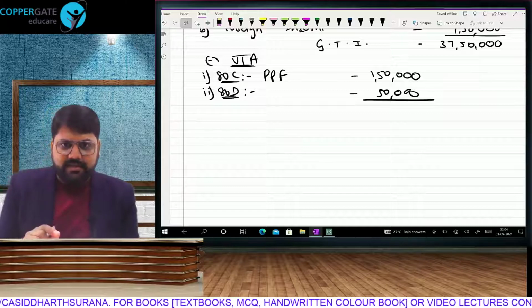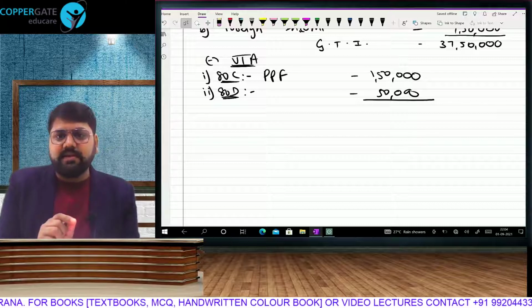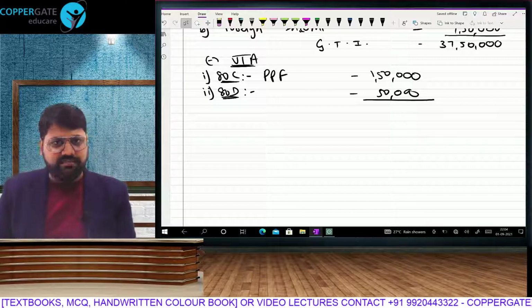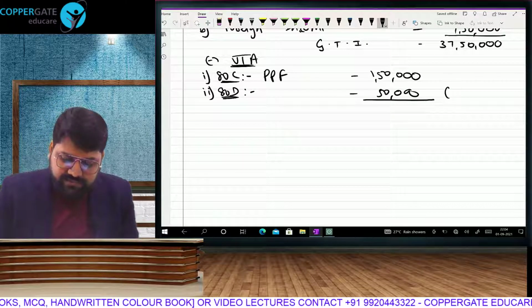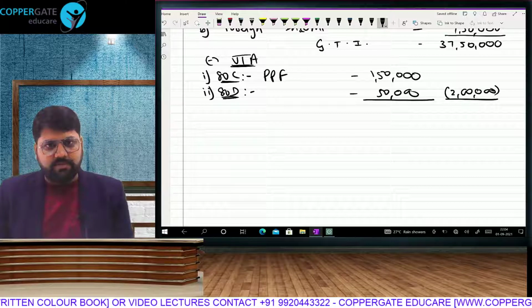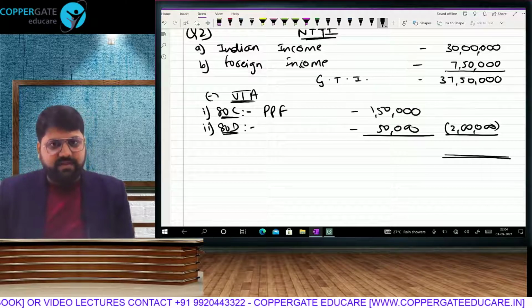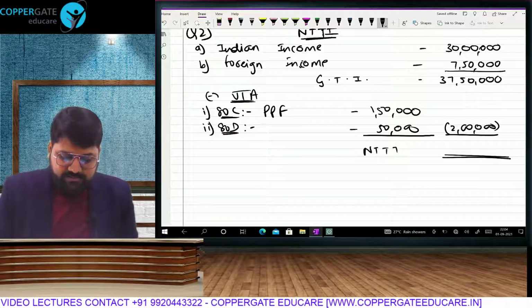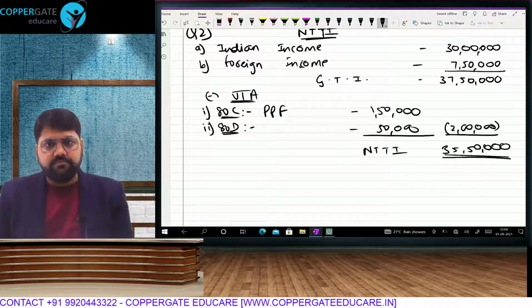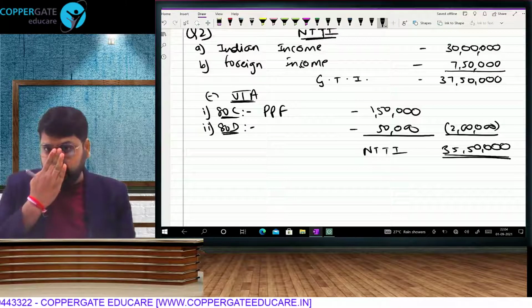At this stage, what you need to understand is only this much. Because the father is a resident senior citizen, the maximum limit of 80D will not be 25,000, it will be 50,000, and accordingly we will get 50,000 rupees deduction, and thus our total deductions will be 2 lakh rupees. You still remember what we are doing? Question number 2, Kalpesh Kumar. We did Indian income, foreign income, total. We have given deductions, and can I say we have derived our net total taxable income of 35,50,000. The question has asked us to calculate the total income and tax liability.